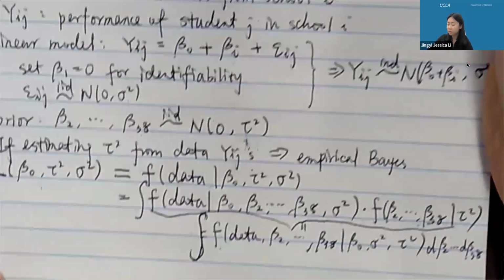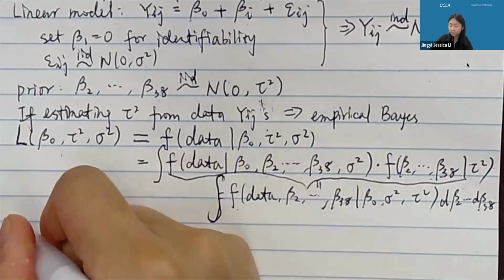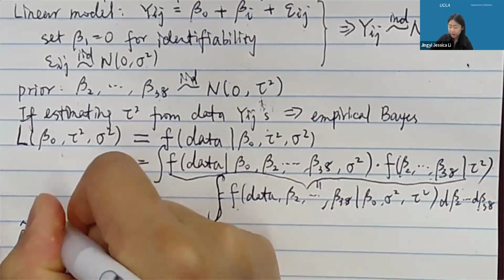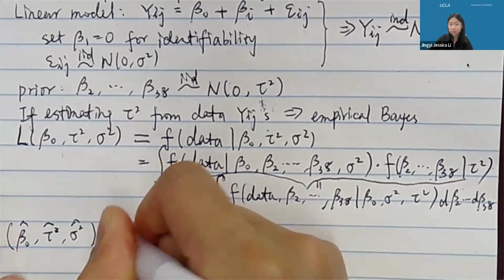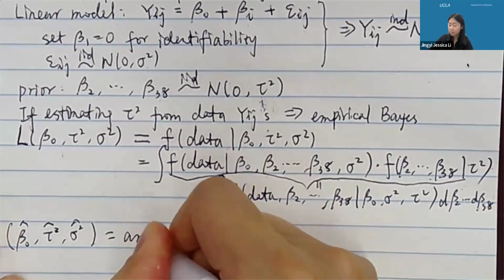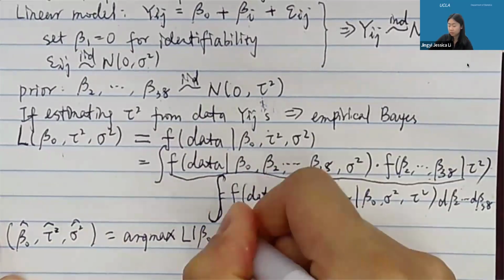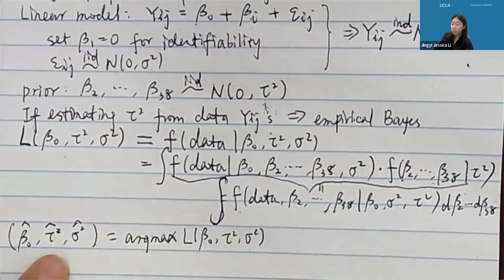And then we do MLE. Then you will get beta 0 hat, tau square hat, sigma square hat. These will just be the maximizer of this likelihood. That's it. And then with this tau square hat, we put it back in, and then we do Bayesian.